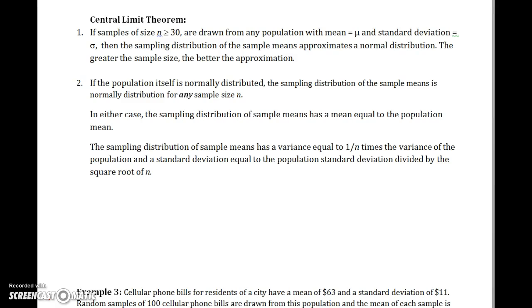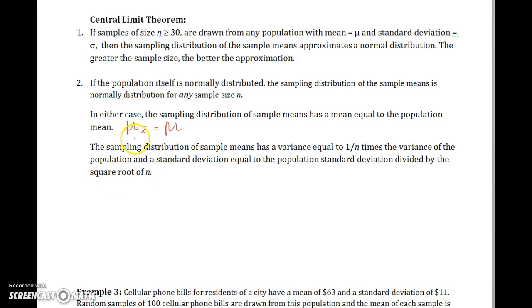In either case, the sampling distribution of sample means has a mean equal to the population mean. That's what we just discovered. So no matter if n is greater than 30 or not, or the population is normal or not, it's going to have the same mean.